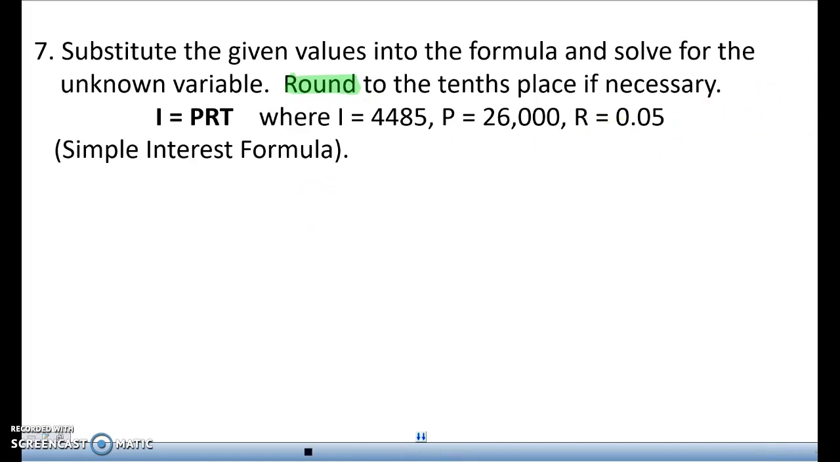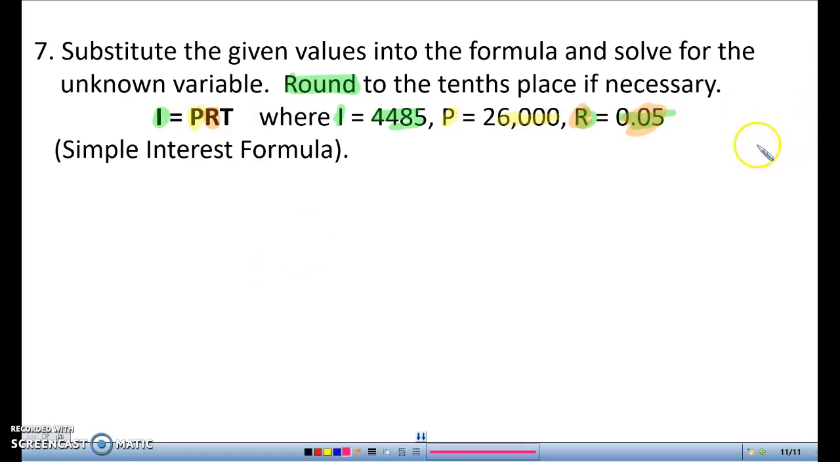Okay, I've got I equals PRT. This is the simple interest formula. They gave me I. I have a number for I, so I'm going to substitute that in here. They gave me a number for P. I'll substitute that in right there. And they gave me a number for R. Here's R, so I'm going to substitute that in there. Guess which variable we're solving for? Yeah, we're solving for T.